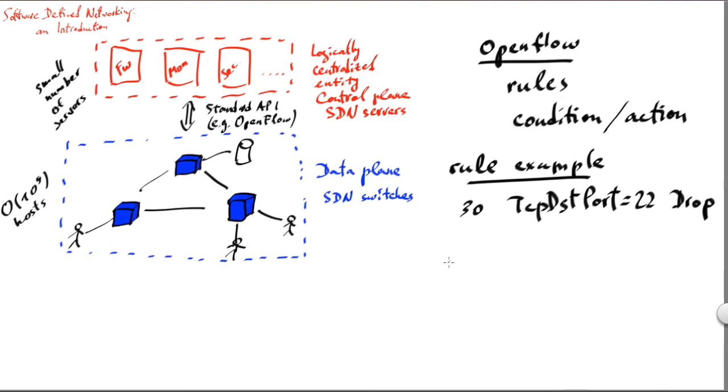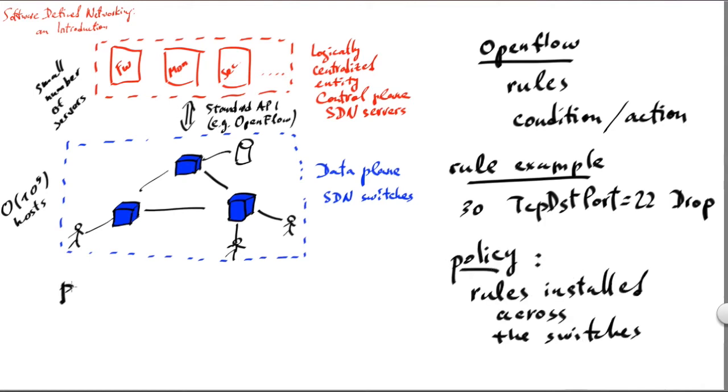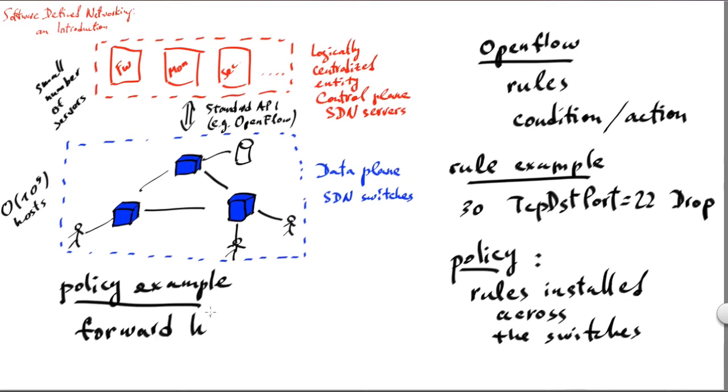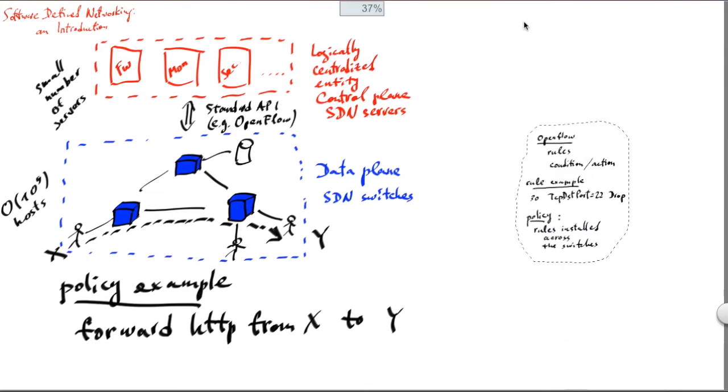And then a collection of rules installed at different places in the network and different switches would create a policy. An example of a policy would be, for example, saying that forward HTTP traffic from X to Y. For example, if I have host X, host Y, and I receive HTTP traffic, I would forward it to Y, and that would require configuration changes on multiple switches, so that's why I need to update some rules.